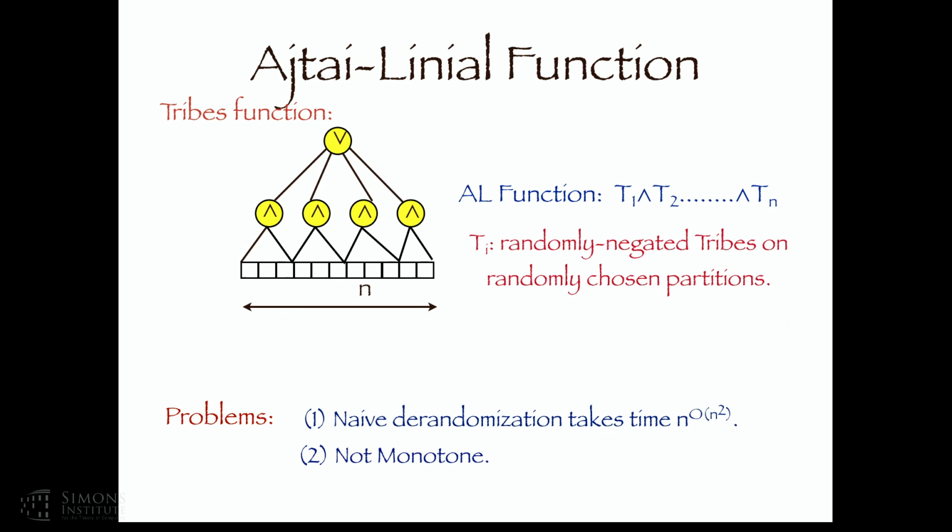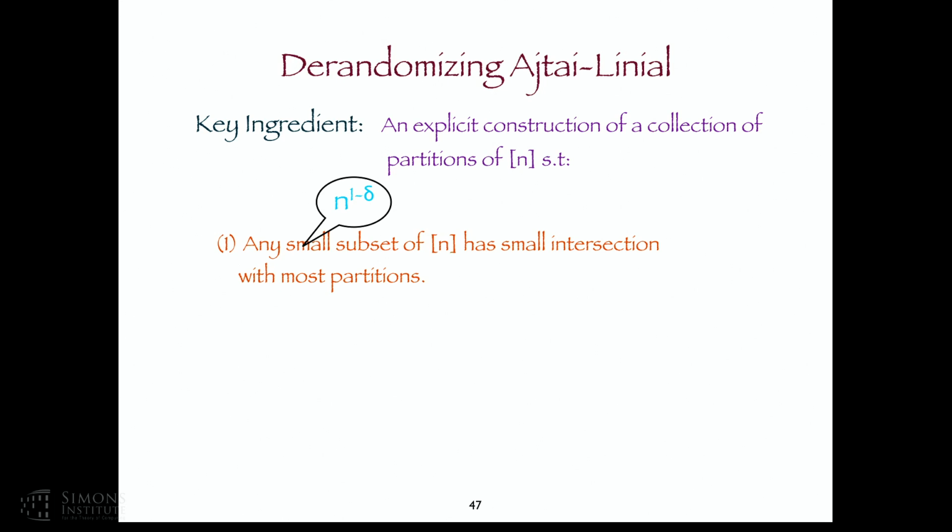So the naive de-randomization of going through all partitions and all negations would take time of order n squared, and further it's not monotone. Our main contribution here is to de-randomize Ajtai-Linial and also remove the monotonicity issue. And the key ingredient, at least one of the key ingredients, is coming up with a pseudo-random collection of partitions, because each partition gives you a tribes function. The properties that we roughly need from the partitions are that, say we have a bunch of n partitions, and we need that for any small subset.